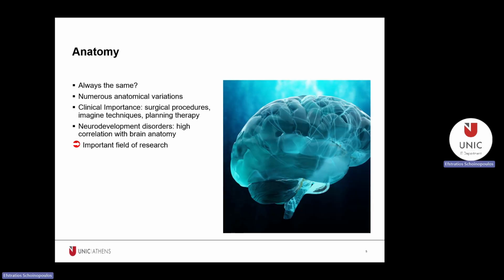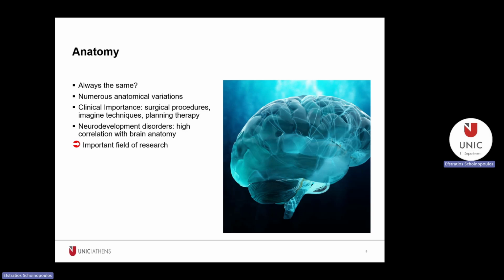So, do we all have the same anatomy? Basic anatomy, yes, but as we are different individuals, we might present anatomical variations in our body parts, meaning muscles, vessels, arteries, veins, nerves, and other features. Every clinician should be aware of these anatomical variations in order to perform surgical procedures, imaging techniques, and to plan therapy.